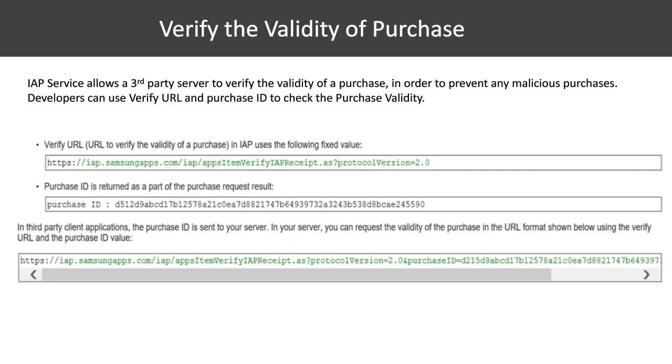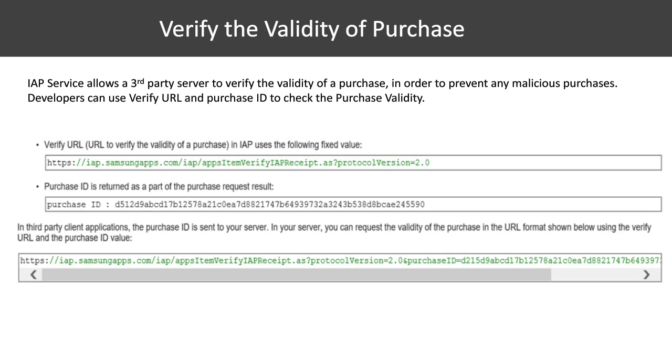So there is another important API which you can use. IAP Service allows a third-party server to verify the validity of a purchase in order to prevent any malicious purchases. The developer can use this verify URL and purchase ID to check if the purchase is a valid purchase or not. So this is the syntax and the actual API.